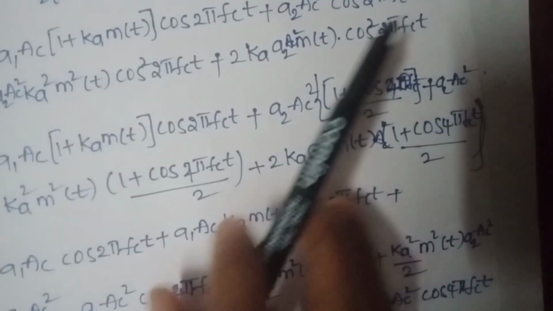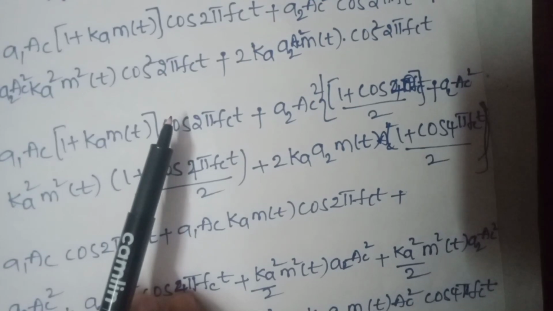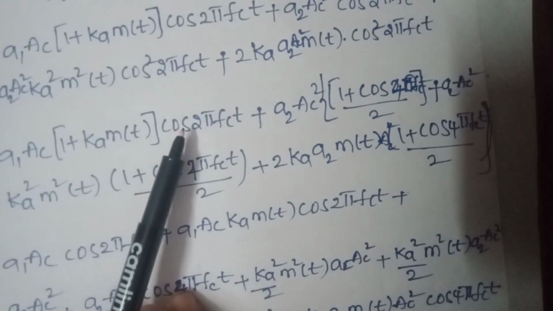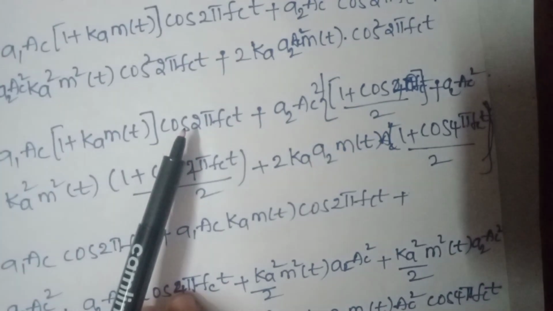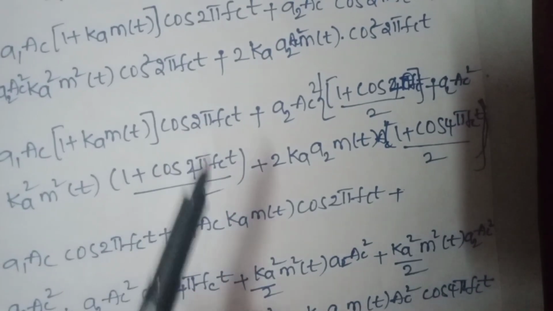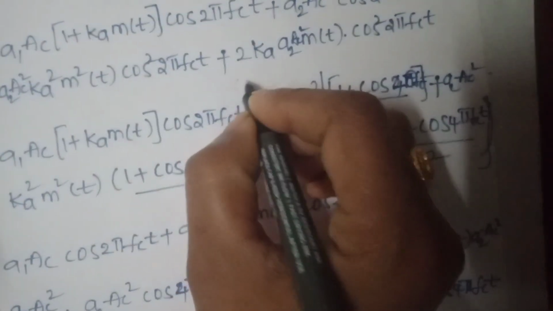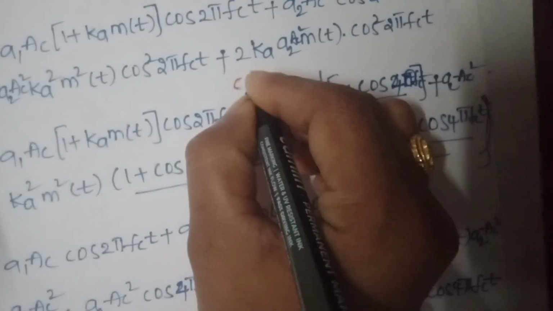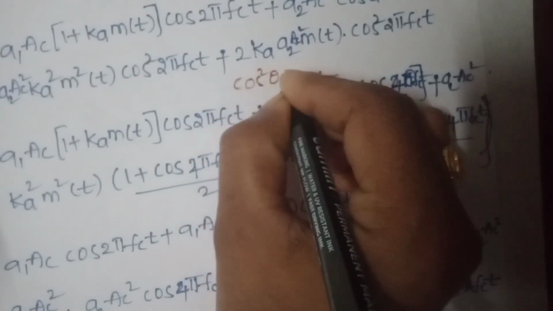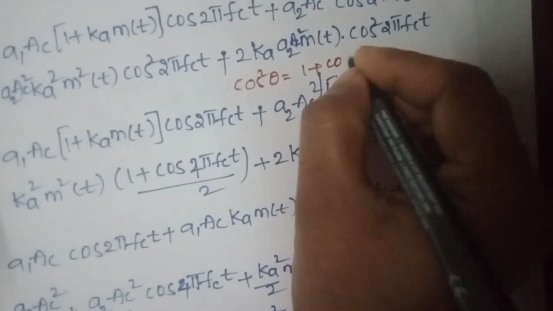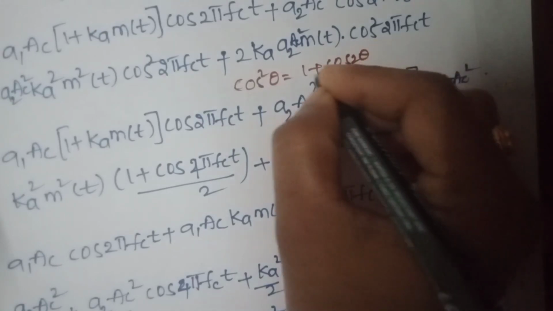Next, we know the trigonometric identity: cos square theta equals 1 plus cos 2 theta by 2.